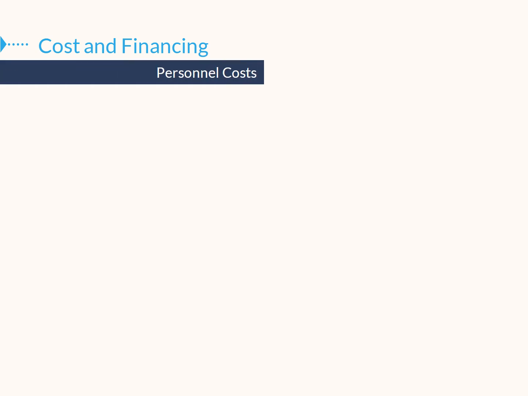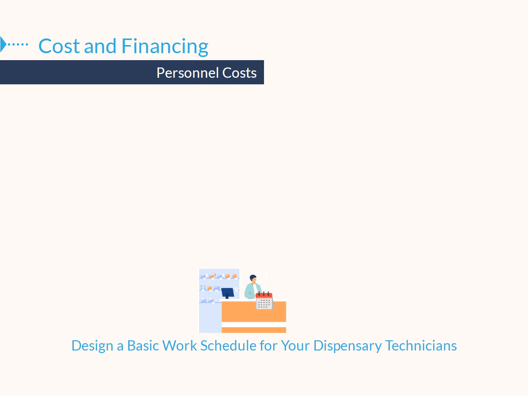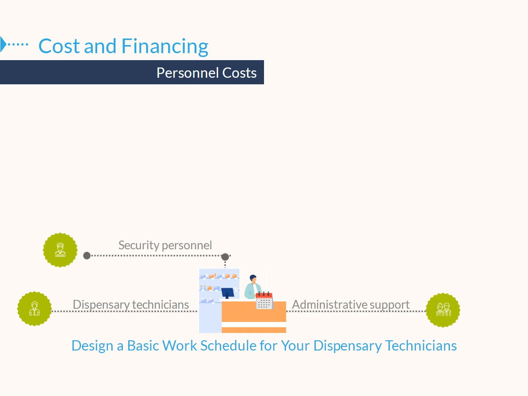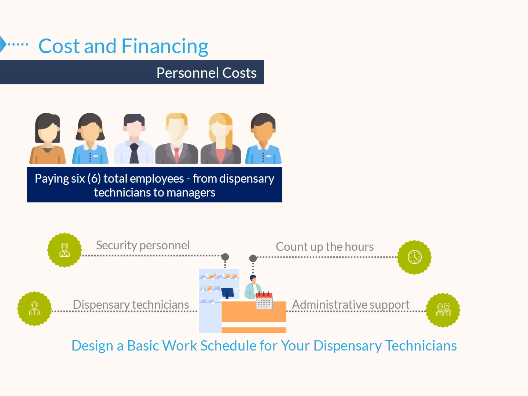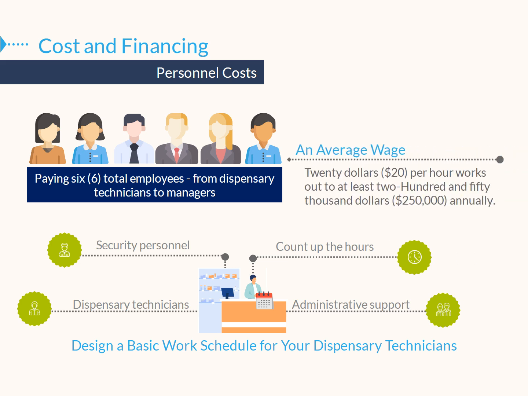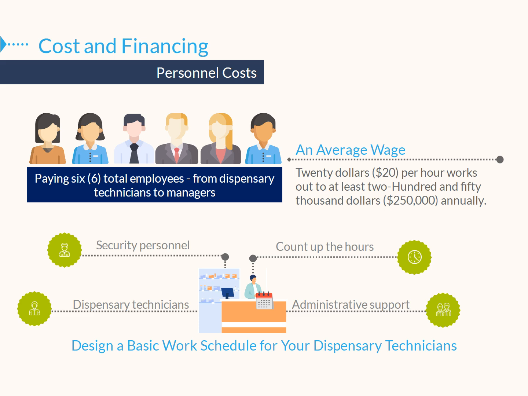Personnel costs. Design a basic work schedule for your dispensary technicians, administrative support, and security personnel, and count up the hours. Paying 6 total employees, from dispensary technicians to managers, an average wage of $20 per hour works out to be at least $250,000 annually.